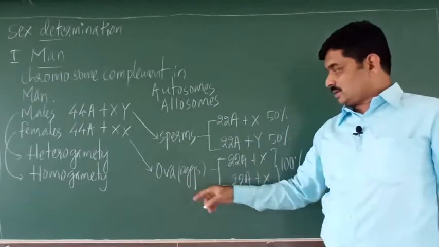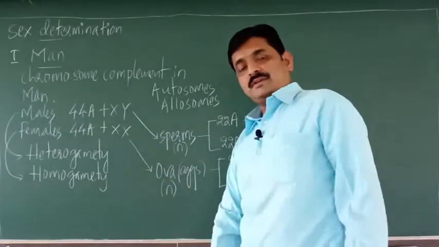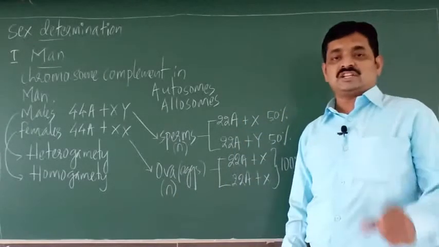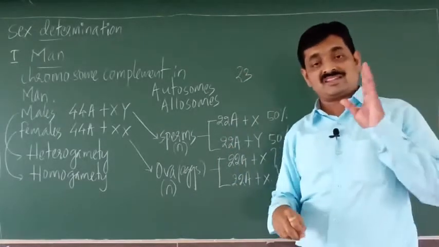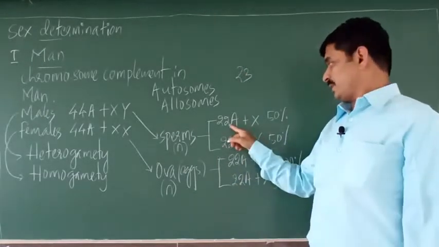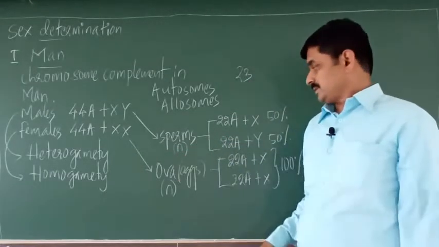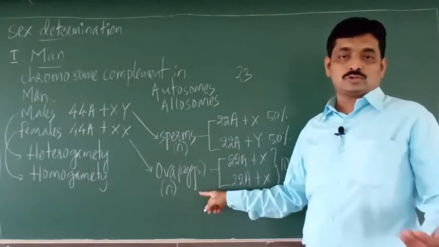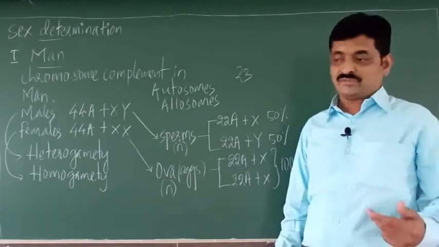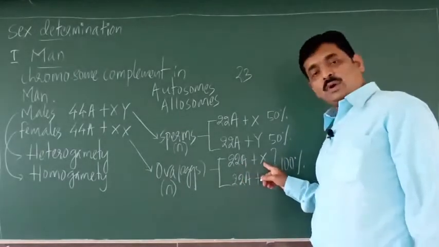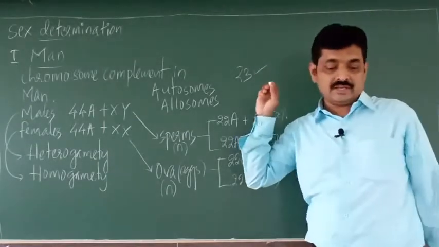The sperm and ovum are called haploid because they have one set of chromosomes. That is, the number of chromosomes here is 23. A sperm has 23 chromosomes, 22 plus 1, 23. That's why it is called haploid. Eggs are also haploid, meaning they also have 23 chromosomes, where you find 22 autosomes and one sex chromosome. So 22 plus 1 is equal to 23.